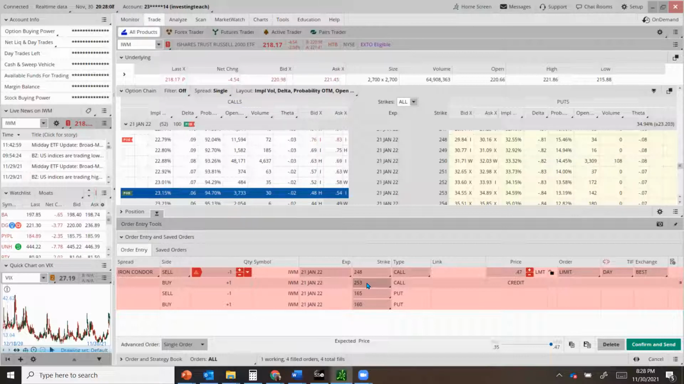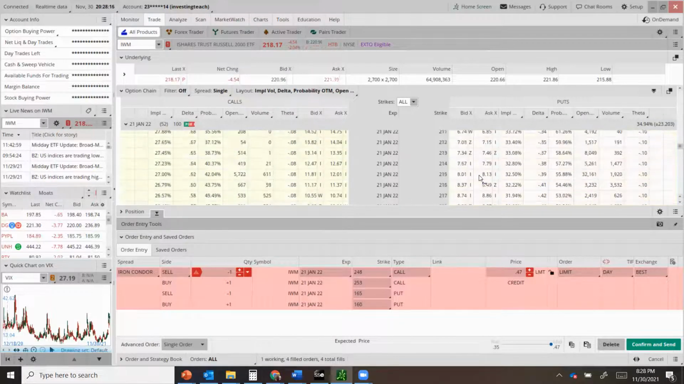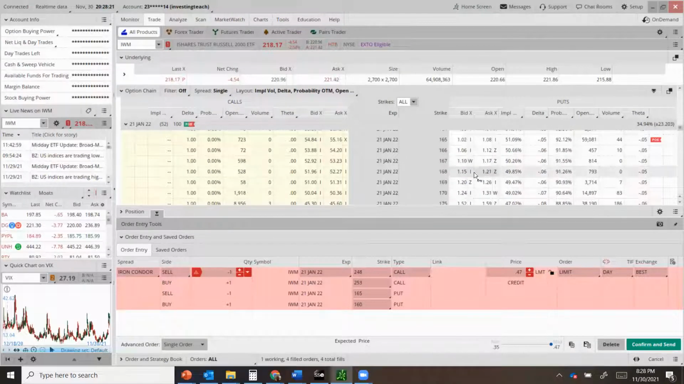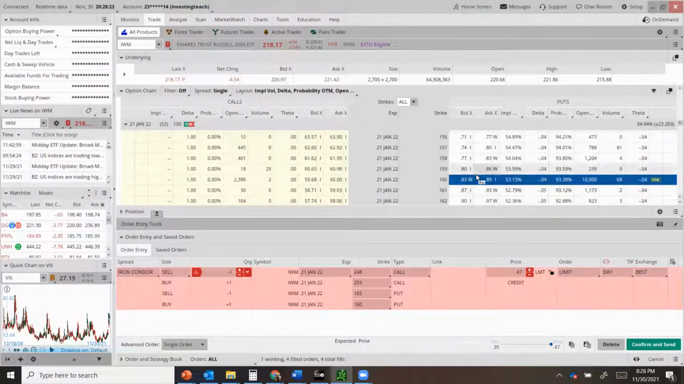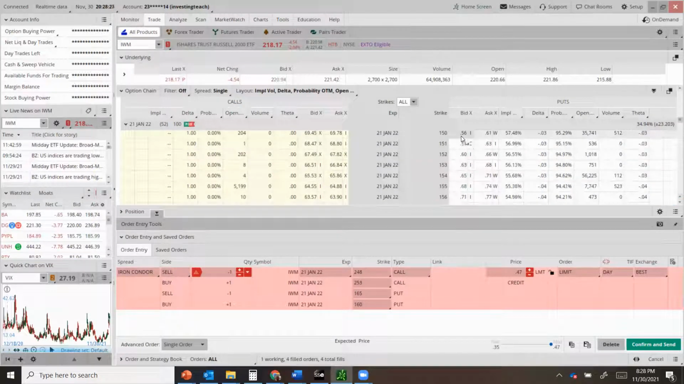That's a good question. Let's look at the put side. So 165 we're selling and 160 we're buying. Let's say at expiration on January 21st, IWM is below 160. Let's say it really tanks. We're at 150. Let's look at what happens to both of these options.